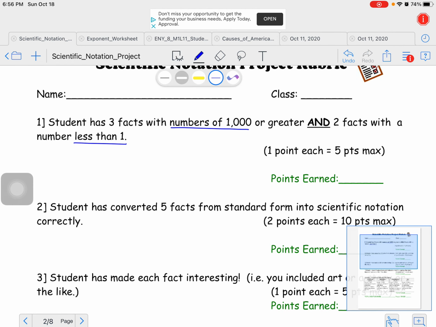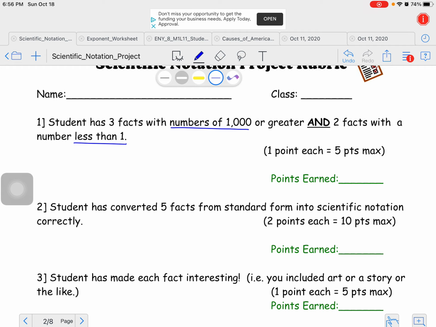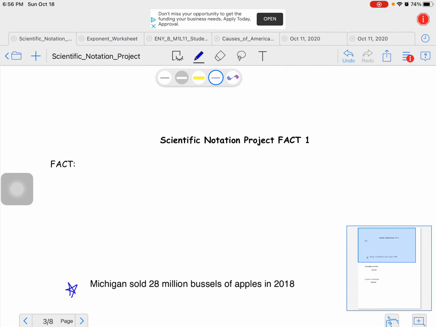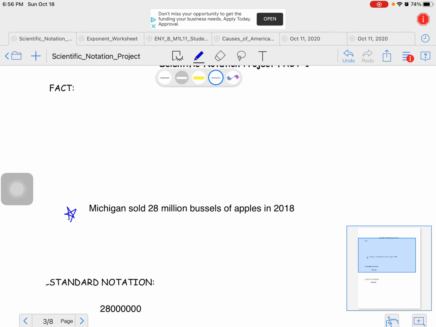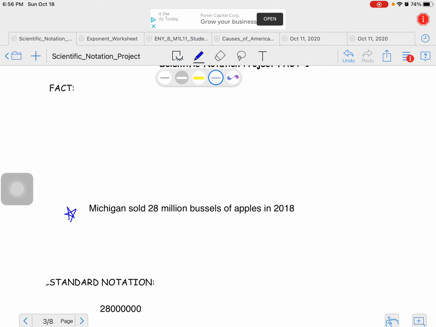In step 1, it says 3 of our facts are going to be numbers that are at least 1,000 or greater, and then 2 of our facts are going to be numbers that are smaller than 1, meaning that I'm going to have a decimal and then digits that come after it. The number before the decimal is going to be a 0. In this first step, I have created, again, 3 examples.